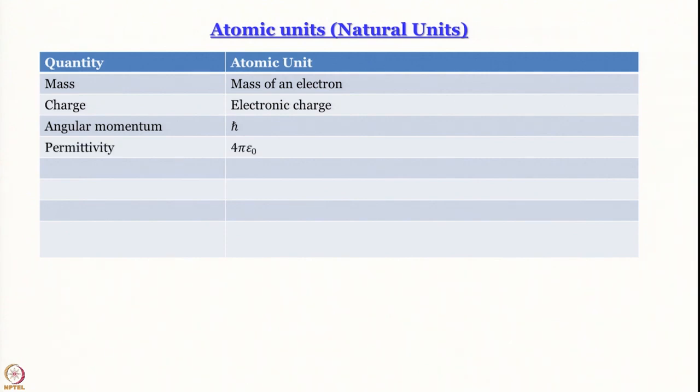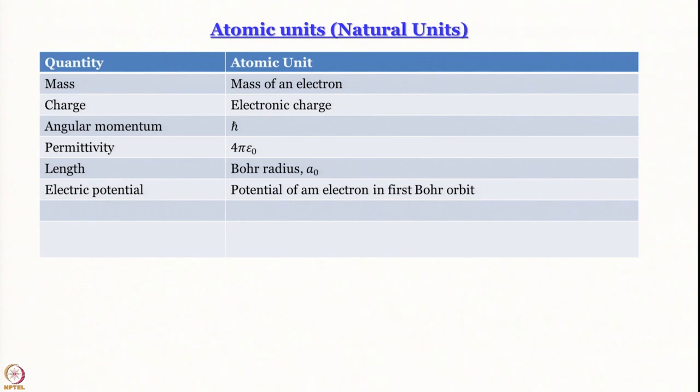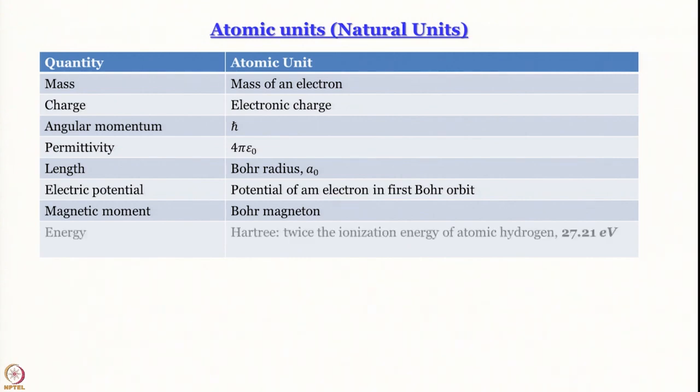Permittivity, we stop writing that annoying 4 pi epsilon 0. We set that to be 1 for now. Length is represented in terms of Bohr radius. I have not written the expression, but we know what Bohr radius is. Electric potential is written in terms of the potential of an electron, sorry for the typo, an electron in the first Bohr orbit. Magnetic moment is written in terms of Bohr magneton, we are not really using it right now. And energy, very important, is written in terms of Hartree.